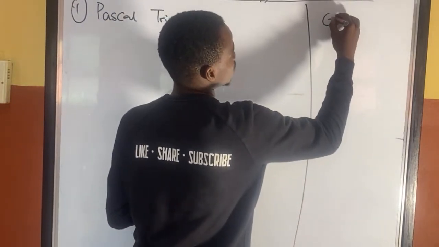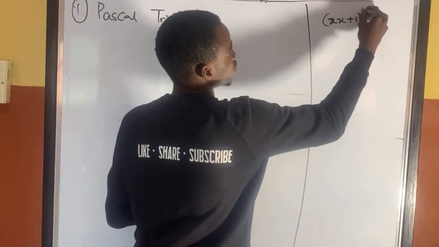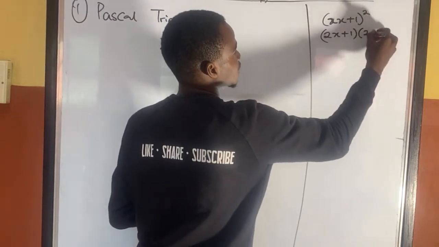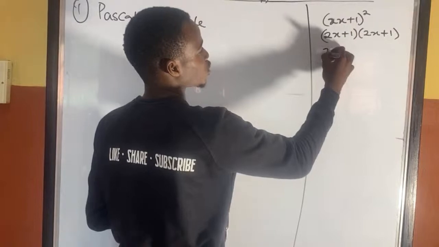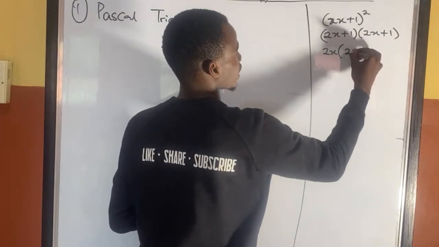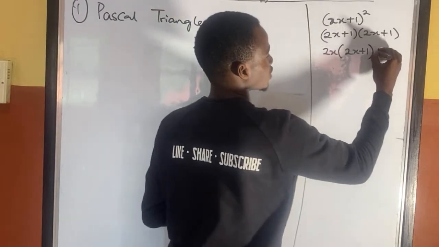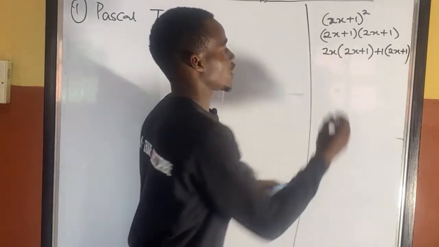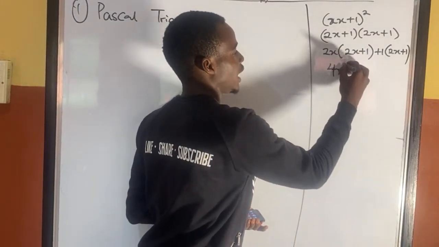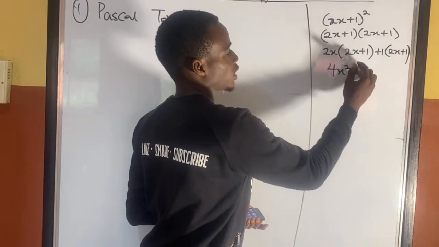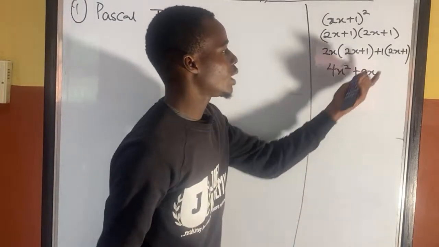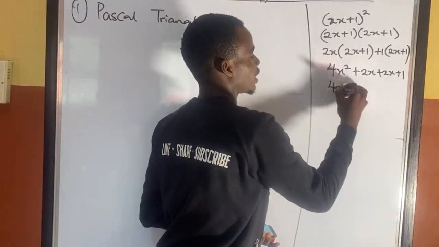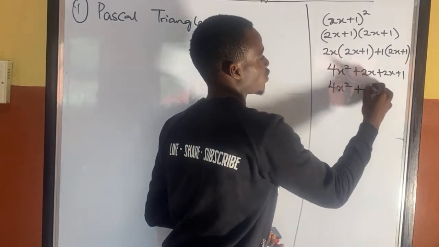We have 2x plus 1 squared, right? So we have 2x plus 1, right? Then 2x plus 1. That's the meaning of squared. Then we now pick 2x in bracket, this one, 2x plus 1. We now pick plus 1 in bracket, 2x plus 1. So next is 2x times 2x. 2 times 2 gives us 4. X times x gives us what? X squared. Next is 2x times 1 gives us 2x, right? 1 times 2x gives us 2x, and 1 times 1 gives us what? 1. So we'll be having 4x squared plus 2 times plus 2 gives us 4x plus 1.